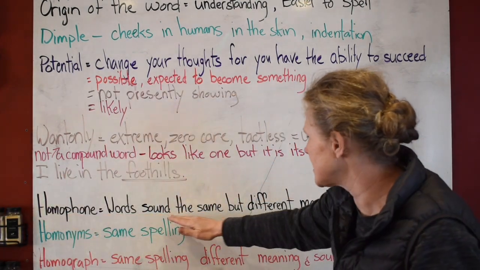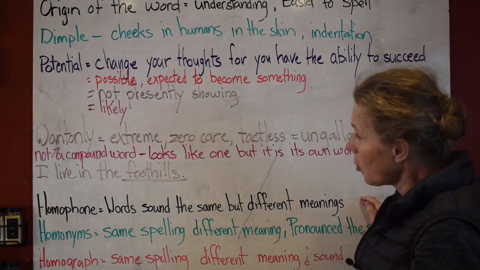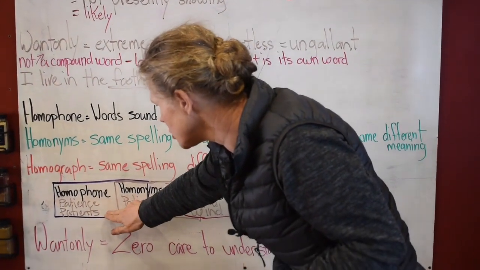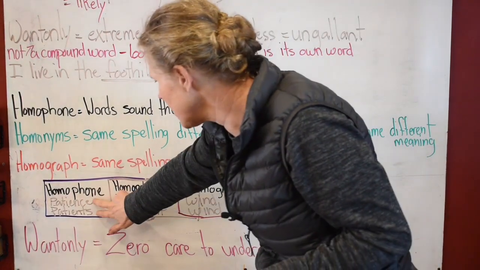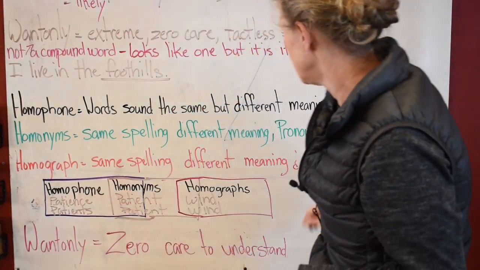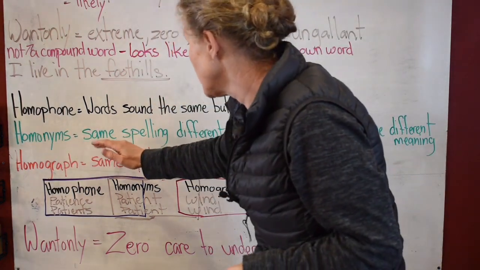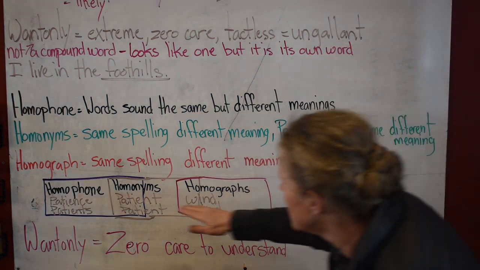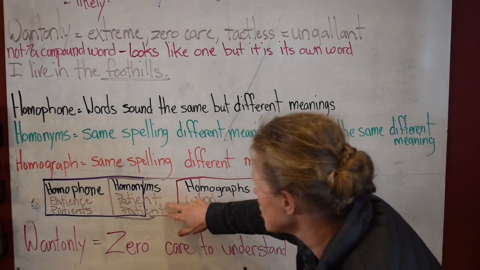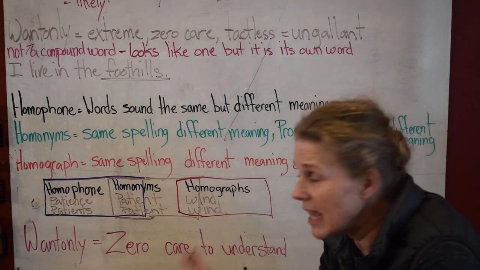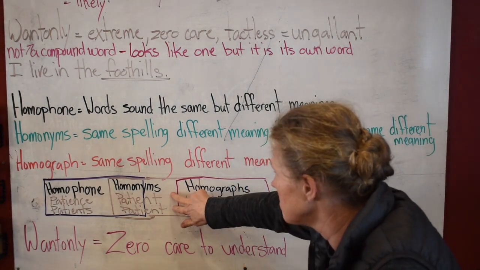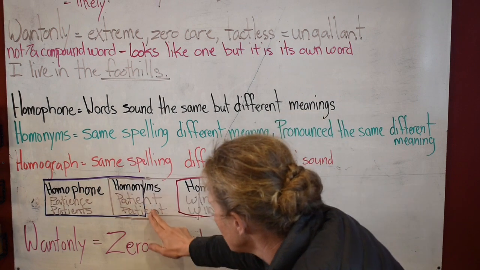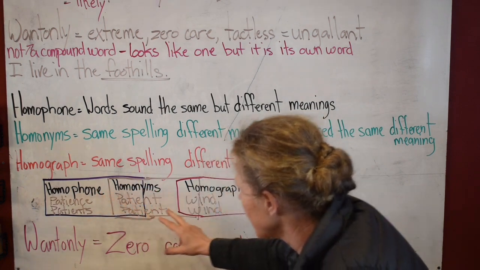Let's talk about our homophones. Homophones are words that sound the same but have different meanings. So like our patience and our patience. Right here, patience and patience. Look, they sound the same, but they are totally different meanings. Now, homonyms have the same spelling, but different meanings. Pronounced the same, but different meanings. So we have homonyms, patient and patient. See how they're exactly spelled the same, they sound the same, they have different meanings. And homophones can be homonyms. Homonyms can be homophones. See how they kind of sit in this area right here.